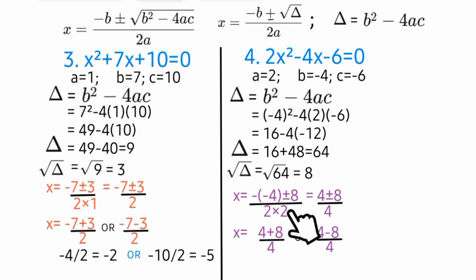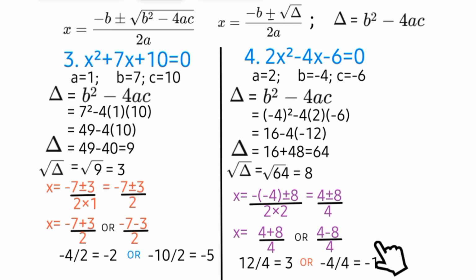So x will be equal to 4 plus 8 divided by 4, or 4 minus 8 divided by 4. 4 plus 8 gives 12, and then divide by 4. 12 divided by 4 gives 3, or x will be equal to 4 minus 8, which is minus 4, then divide by 4. Minus 4 divided by 4 gives minus 1. So it's either the value of x is 3 or minus 1.